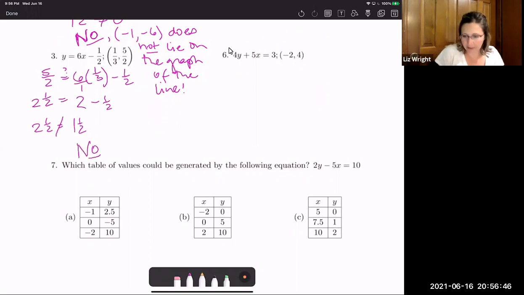And then number 6, we're going to have 4 times 4 plus 5 times -2. Does that equal 3? So 4 times 4 plus 5 times the -2. So we've got 16 minus 10. Is that going to equal 3? 16 minus 10 is going to give us 6, which does not equal 3. So this one is also no or false.